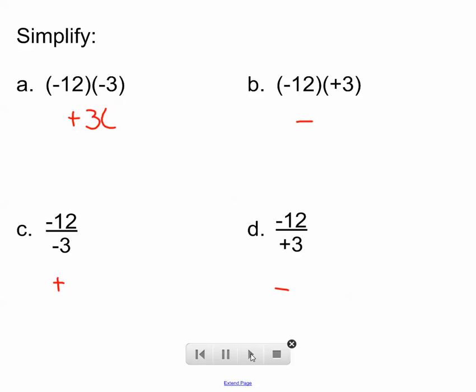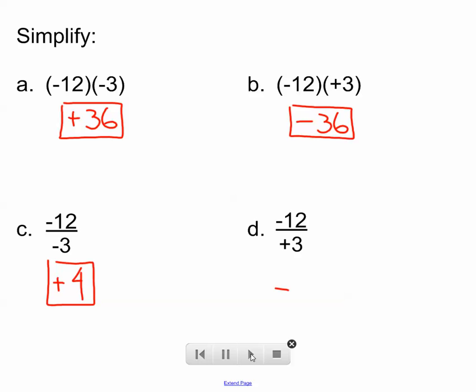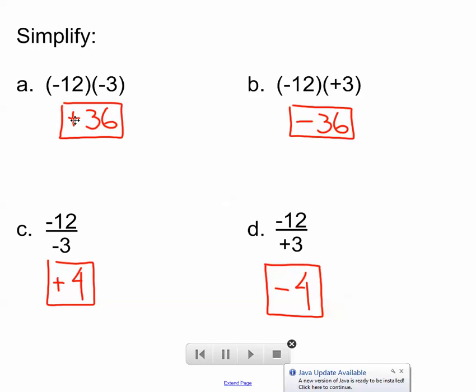12 times 3 is 36. 12 divided by 3 is 4. Okay. The positive signs really aren't necessary, but I'm using them here to illustrate to you that you can determine whether an answer is positive or negative before you actually multiply and divide.